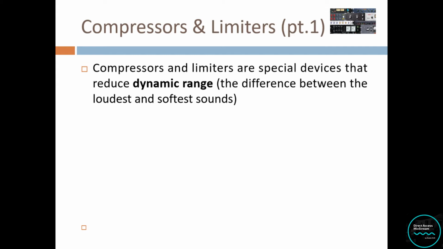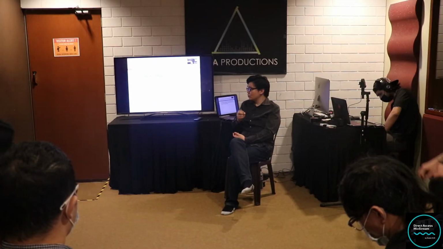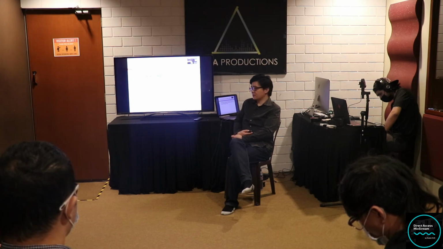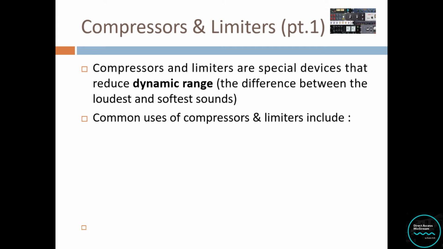When we talk about properties of sound, I explain what dynamic range is. The dynamic range here would be the difference between the loudest and softest sounds. So that's the technical definition of what a compressor or limiter is. The common uses of compressors and limiters include, number one, controlling the maximum level of audio. So you want to control the maximum peaks.